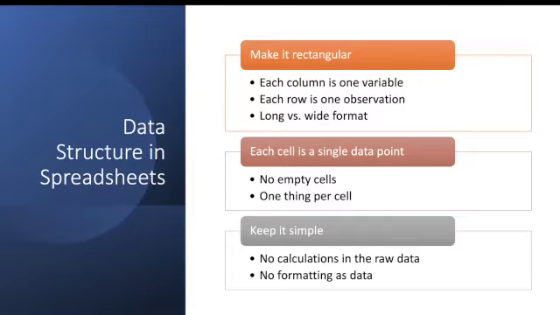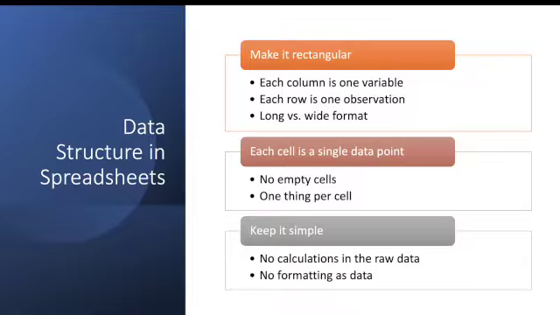The first thing you need to know is to make it rectangular. You should not have extra rows or extra columns off the end. You should have each column representing one variable. So this may be a blood pressure reading. This may be an answer to a single question. Each column should be only one piece of data. And each row is therefore one observation.